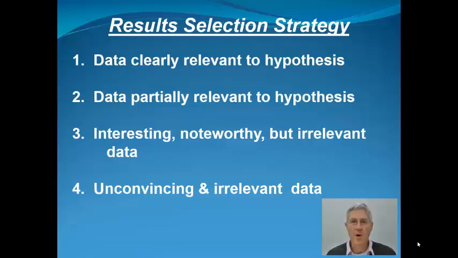Once the backbone of your story has been decided, selection of the data should follow very strict criteria. The highest priority goes to data that is the most convincing and is clearly relevant to the hypothesis, while less convincing but relevant results should only be included with discretion, and irrelevant results should rarely, if ever, be included.